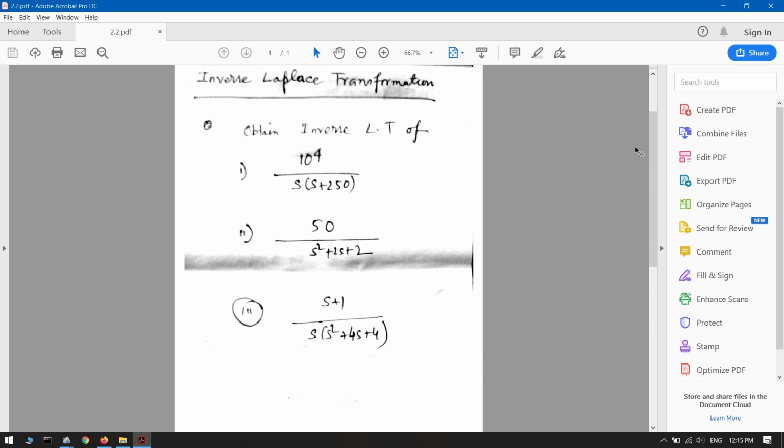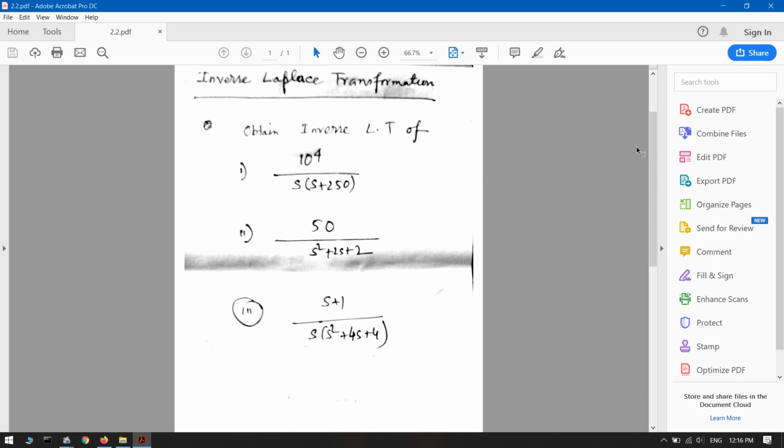Isn't it? So you see that denominator polynomial is of 2nd degree, isn't it? So we can go for summation of 2 functions using partial fraction method. So we can write that 10 to the power 4 divided by s into s plus 250 equal to, we can write A by s plus B by s plus 250. Can we write? Yes, sir.